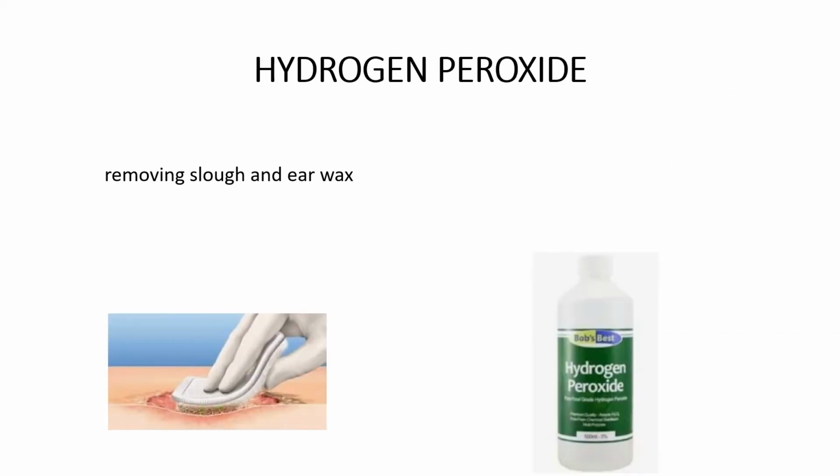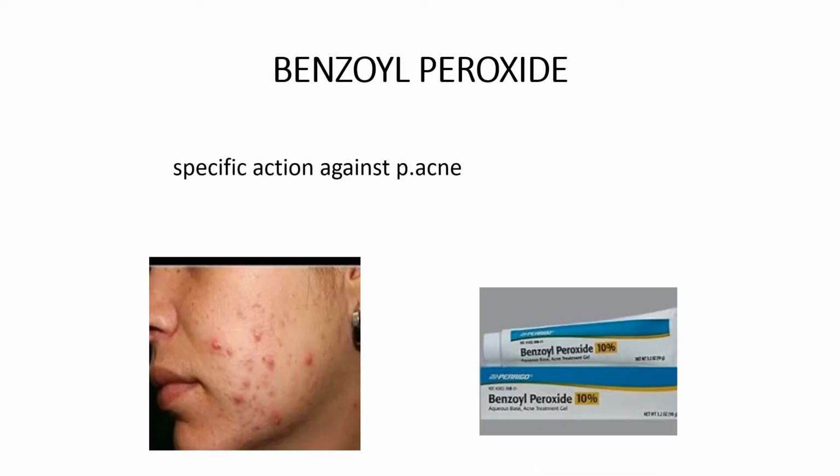The next one is hydrogen peroxide. You must have all seen hydrogen peroxide while dressing chronic ulcers. When you dress diabetic ulcers and chronic venous ulcers, we use hydrogen peroxide as a disinfectant. It liberates a large amount of oxygen, and it is used in removing slough and earwax.